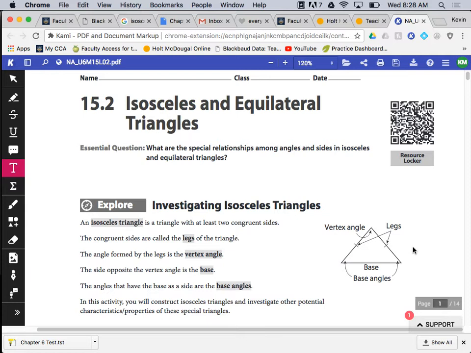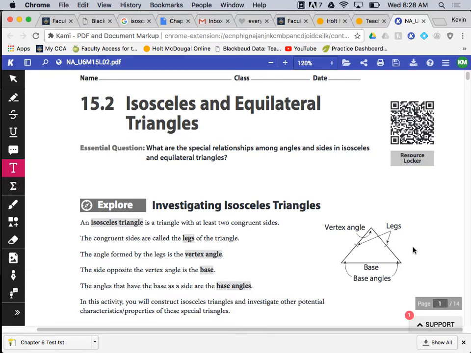Next is isosceles triangles. An isosceles triangle has what? What's the property of an isosceles triangle? Yeah. 2 equal sides. 2 congruent sides, good. And 2 congruent angles. 2 congruent sides, 2 congruent angles.